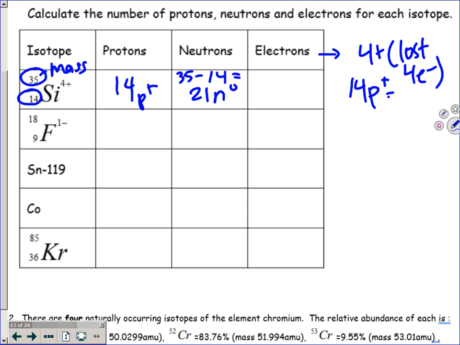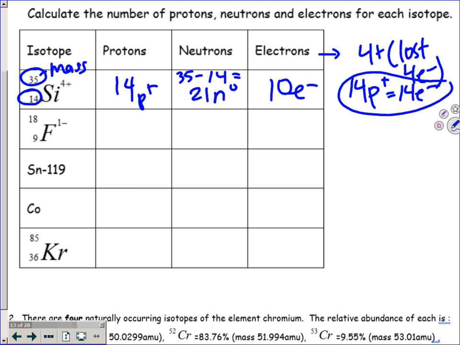Original protons is 14. Originally, you had 14 electrons because that's a neutral silicon atom. But once you change your charge, it's because of loss or gain of electrons. So you lost, by nature of how it's now positive, you lost 4 electrons. So there's going to be 10 electrons remaining.